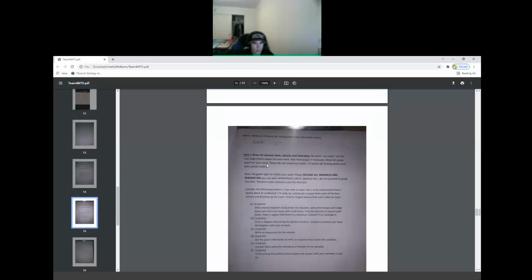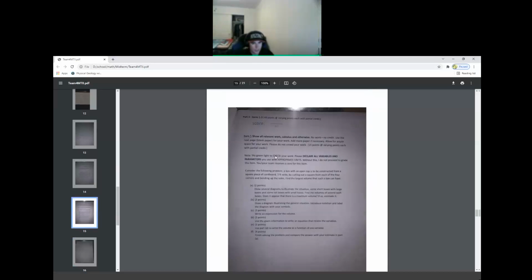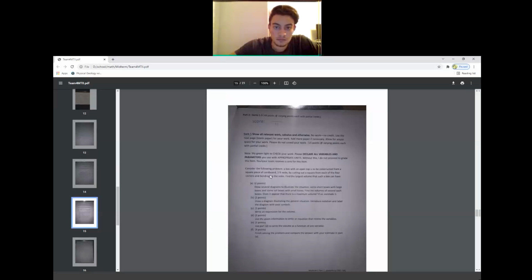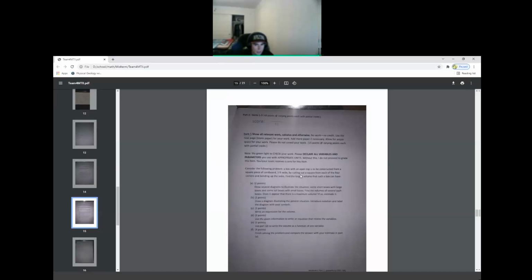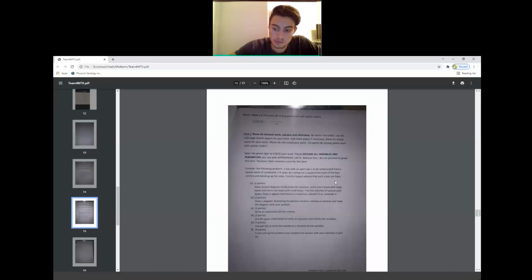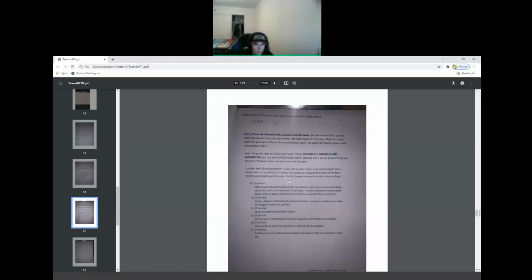The apply section for item 1. So it says to consider the following problem. A box with an open top is to be constructed from a square piece of cardboard 3 feet wide by cutting out the square from each side of the 4 corners and bending up the sides. Find the largest volume that such a box can have. So right here, find the largest volume is telling me that we're going to be using optimization. We want to optimize the largest volume for a box given these parameters.